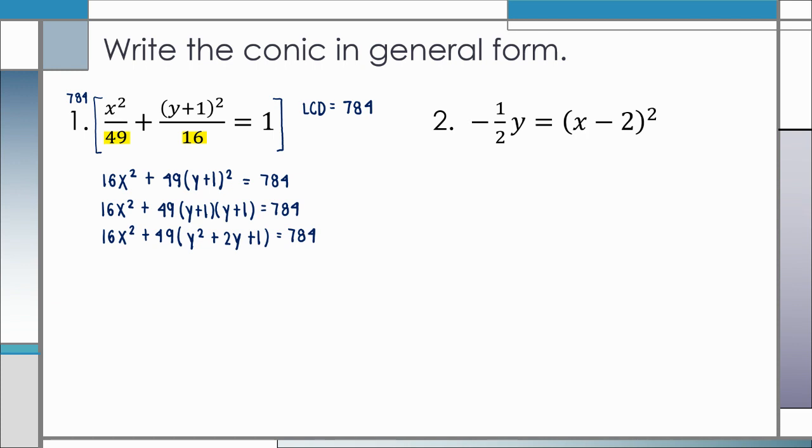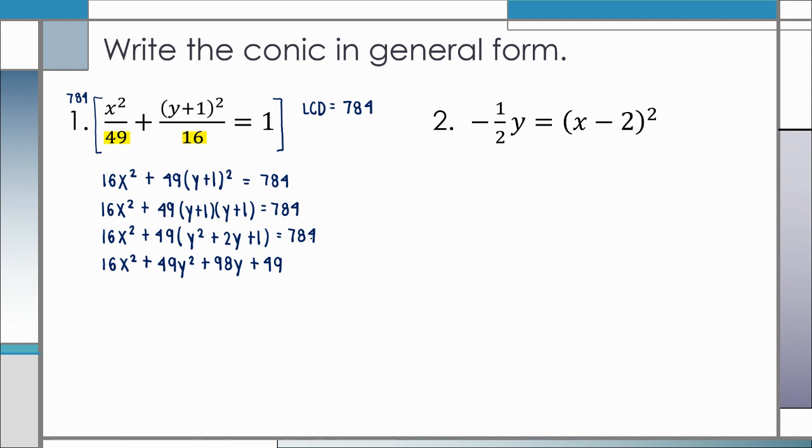Now that I've gotten rid of the two binomials and I have a trinomial, I'm going to distribute that 49 to each of those terms. 49 times y squared is 49y squared. 49 times 2y is going to give us a positive 98y. 49 times 1 is 49.